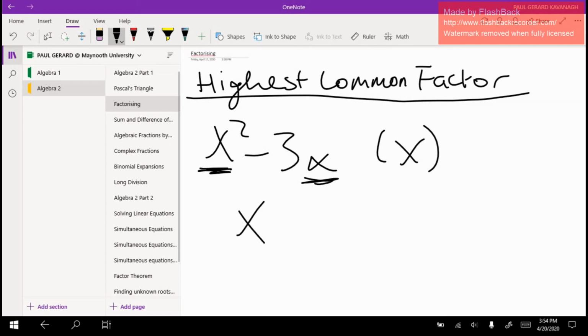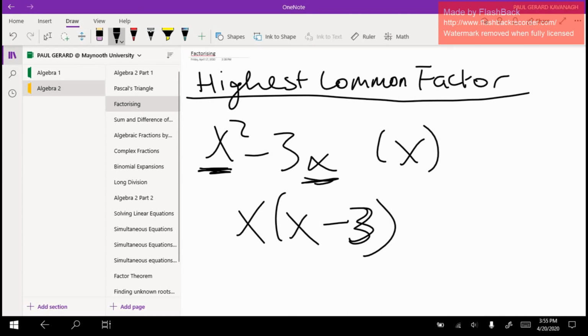Well, you divide both terms by x, so when you divide x squared by x, you're just taking out one of the x's, so it's just x. And when you divide minus 3x by x, you take out the x's, so you're just left with the 3. So that would be your answer. You have a term inside the brackets, and a term outside it, which is a product, and it will go back to this form. So that would be the highest common factor.